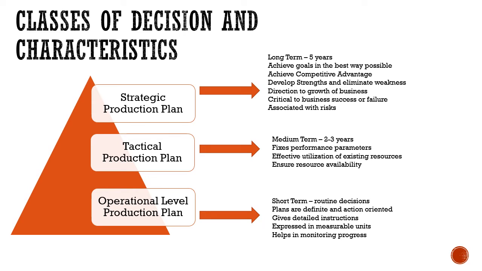The operational level production plan progress is what helps in monitoring where you stand in your plan at the moment. So as you can see from the pyramid, the operational level production plan and the tactical level production plan ultimately contribute to the achievement of the strategic level production plan.